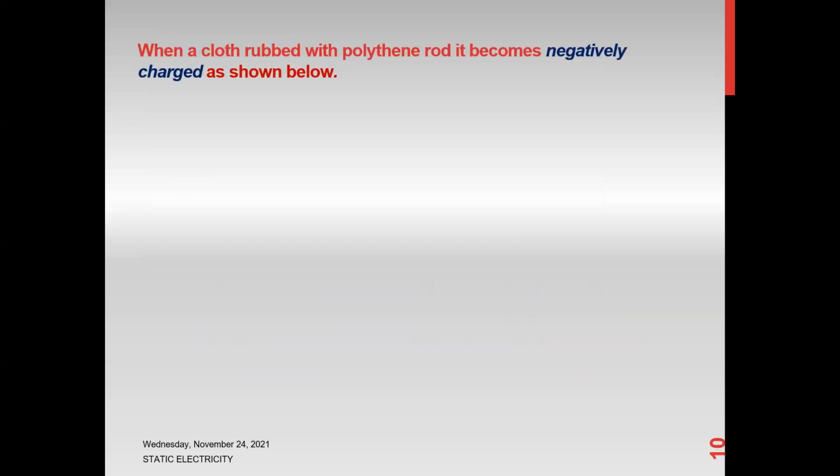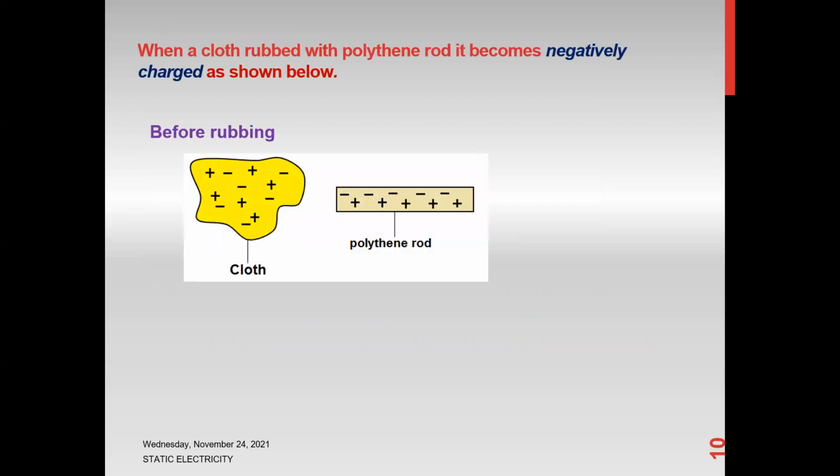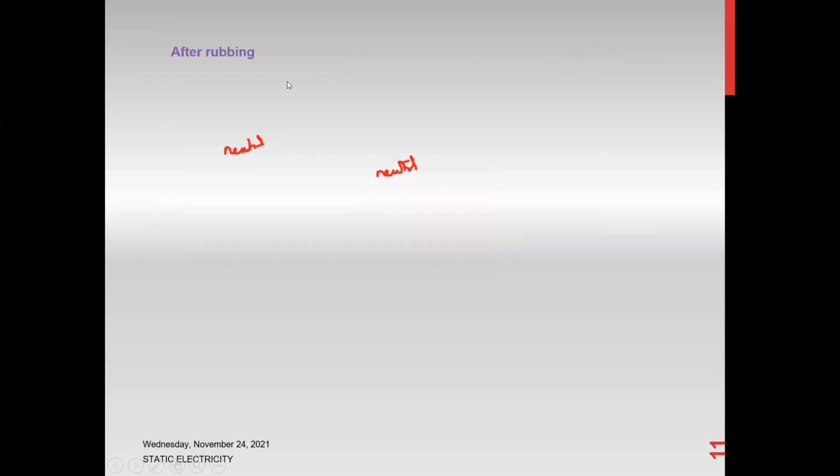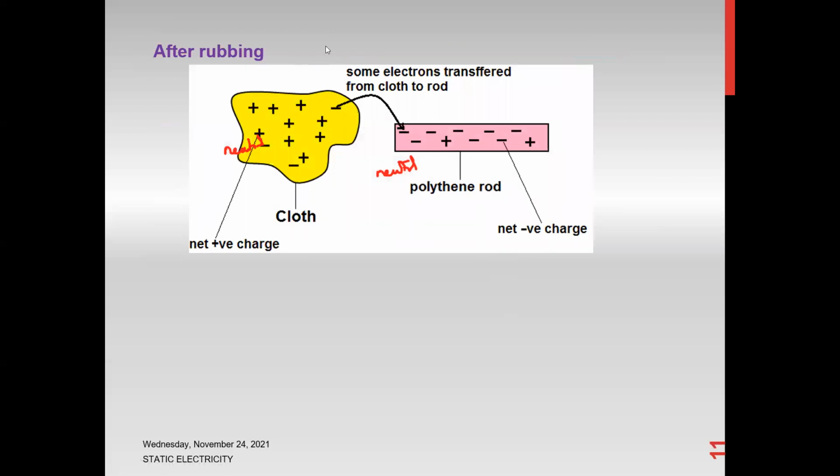In the same way, if we repeat, for example, when the cloth is rubbed with a polythene rod, so now we have a polythene rod and a cloth. Originally, in the beginning, both are neutral, like 5 positive, 5 negative. Here also 6 positive, 6 negative. So this is neutral. This is also neutral. Both are neutral. But when we rub them together, after rubbing, what happened?